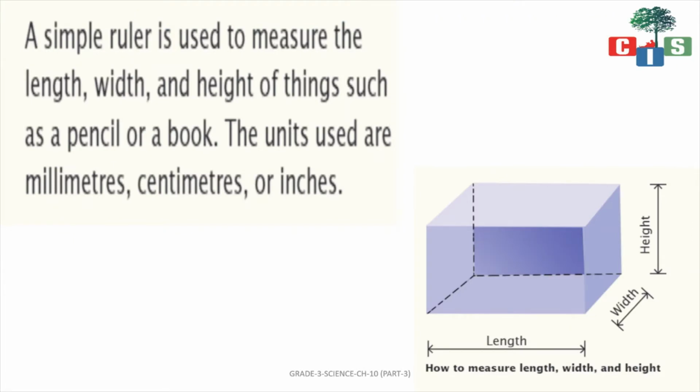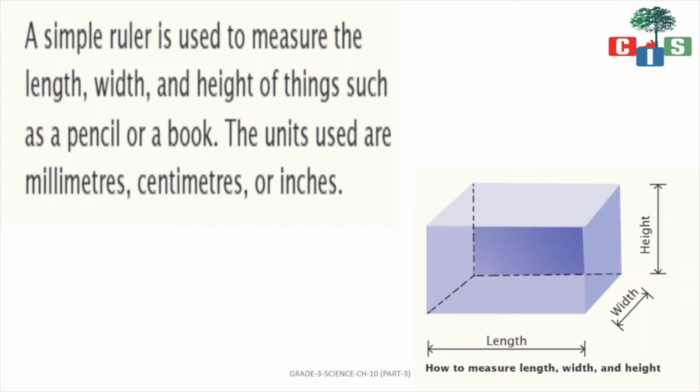In the figure, can you differentiate between length, width and height? Here an object is taken. The length of the object tells us how long the object is. Then you can see the width means how wide the object is. And the height means how tall the given object is.